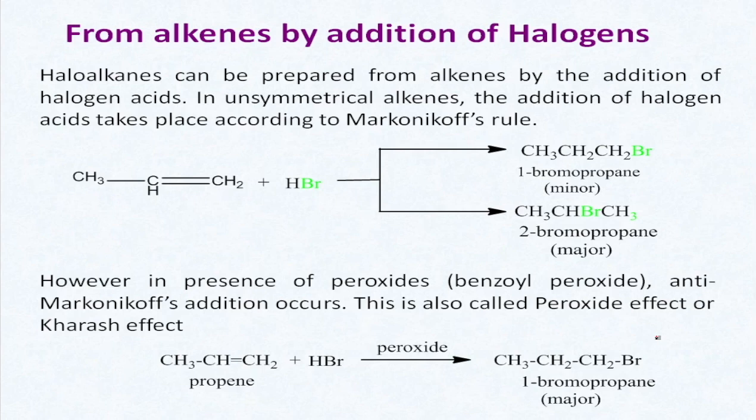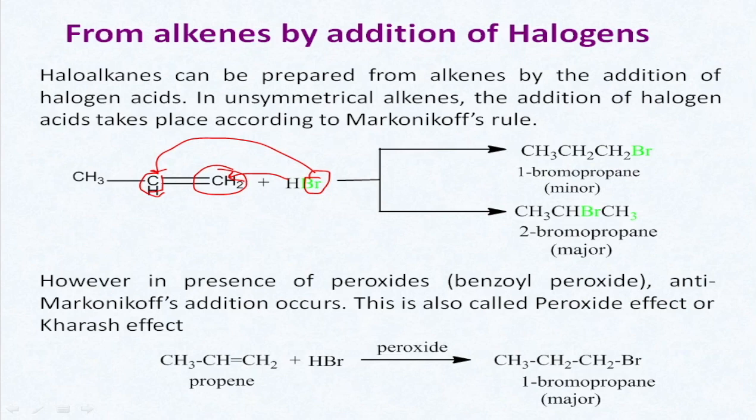in addition reaction of unsymmetrical alkenes, addition of halogen takes place. Halogen gets added to the carbon atom with less number of hydrogen. So here, CH3, CH2, CH2, looking at carbon and hydrogen count. According to Markovnikov rule, Br goes where there is less number of hydrogen. So this Br goes to the second carbon and hydrogen to the third carbon, first carbon.